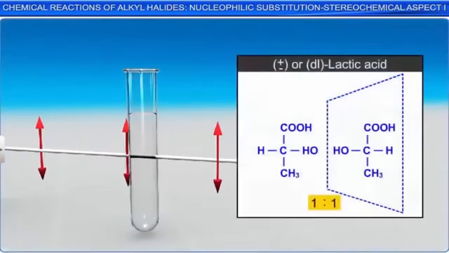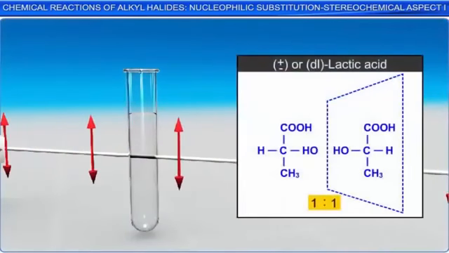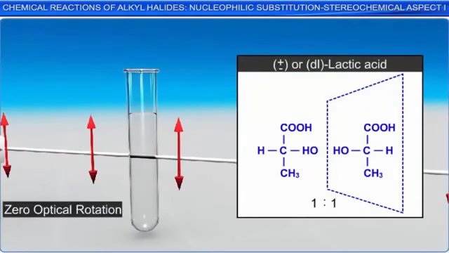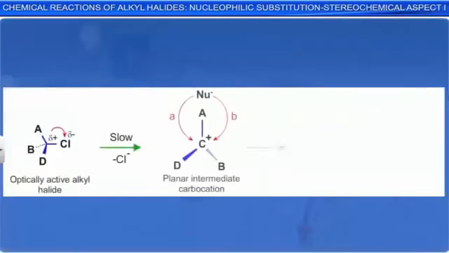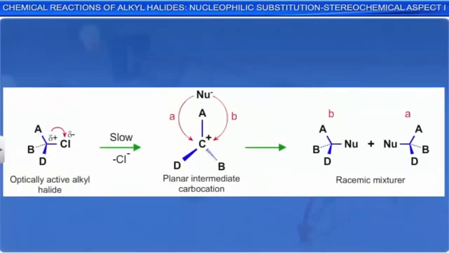If a mixture contains equimolar proportions of enantiomers, then it shows zero optical rotation. Such a mixture is known as racemic modification. A racemic mixture is represented with the symbol dl or plus minus before the name of the compound. The process of the formation of an equimolar proportion of an enantiomeric mixture from an optically pure compound is known as racemization.